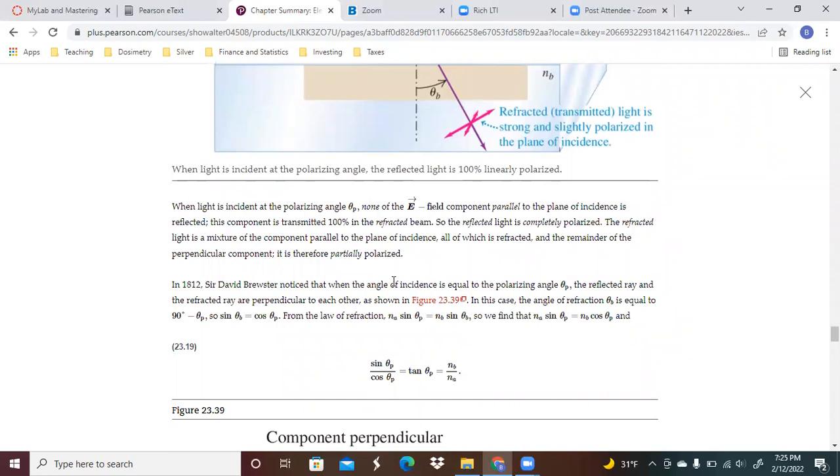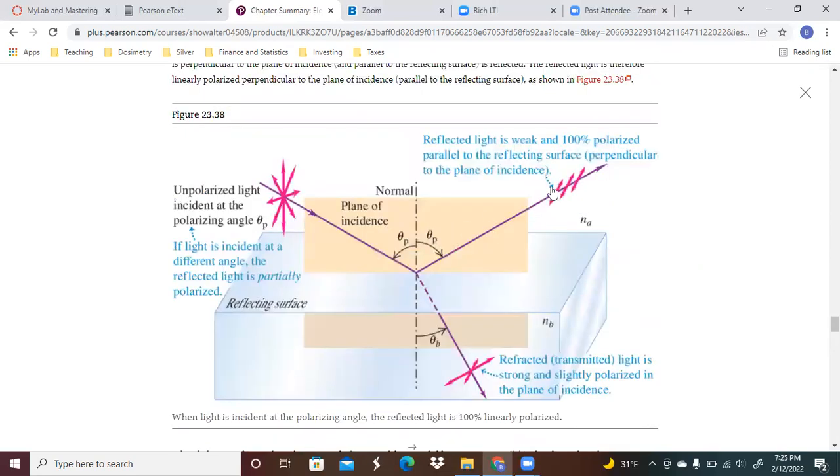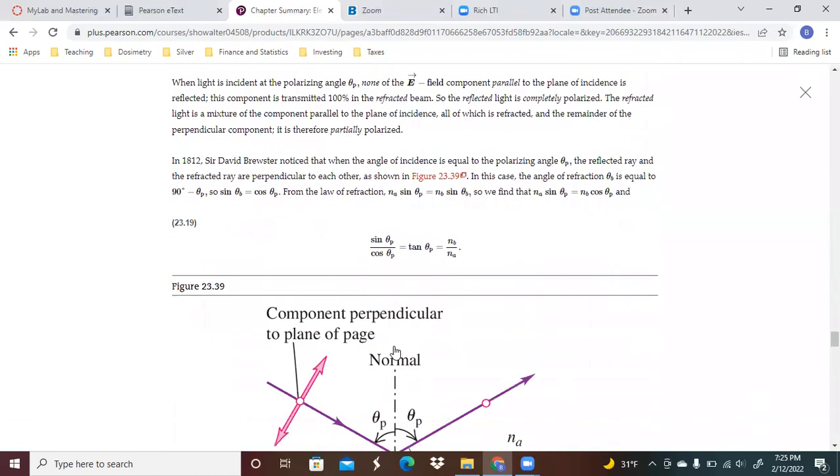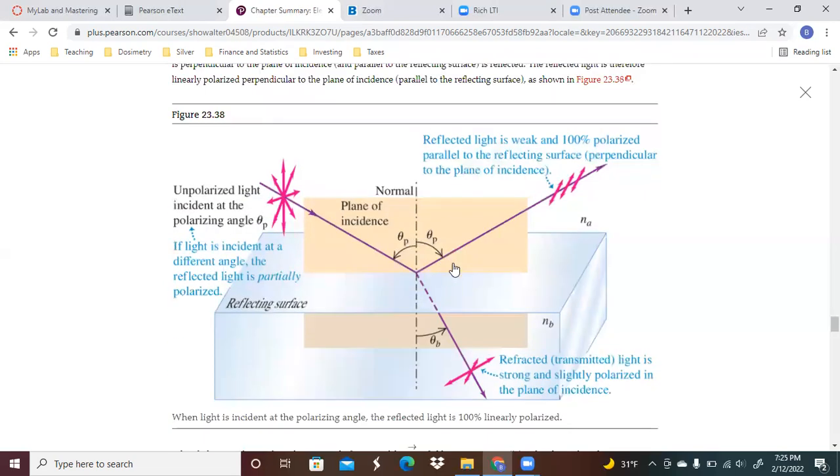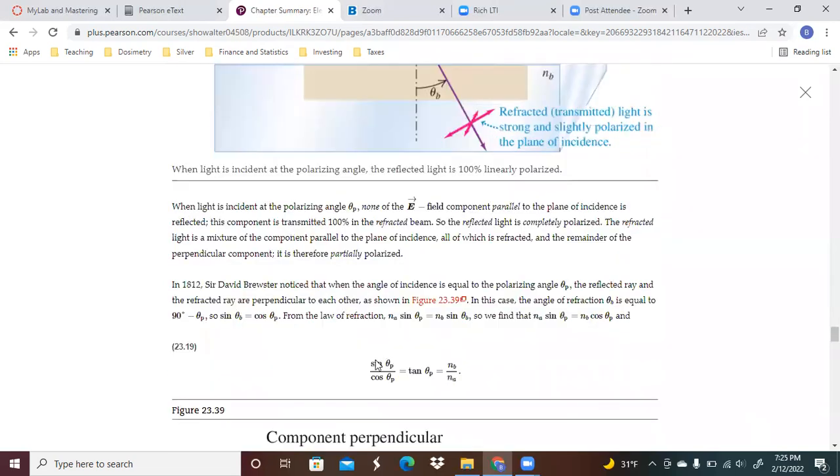The refracted light is a mixture of the component parallel to the plane of incidence, all of which is refracted, and the remainder of the perpendicular component, and is therefore partially polarized. This reflected light is completely polarized. This is partially polarized. Brewster noted that when the angle of incidence is equal to the polarizing angle, the reflected ray and the refracted ray are perpendicular to each other. In other words, a right angle.